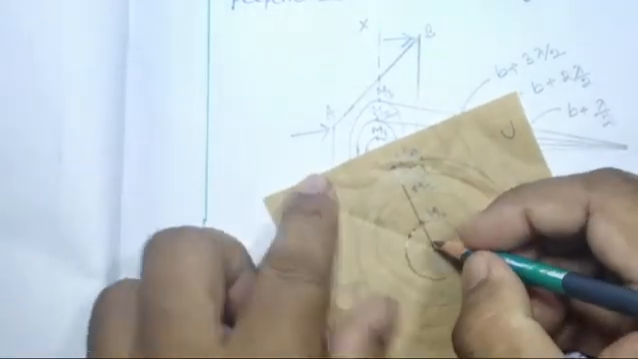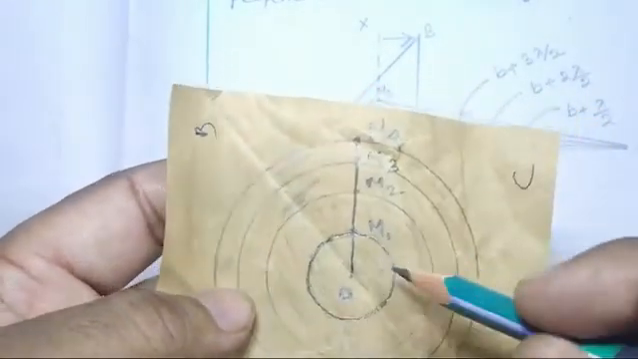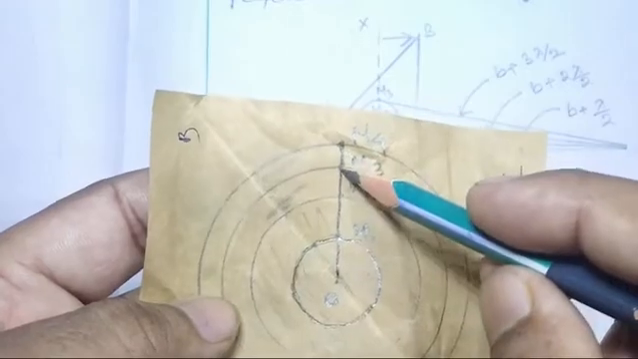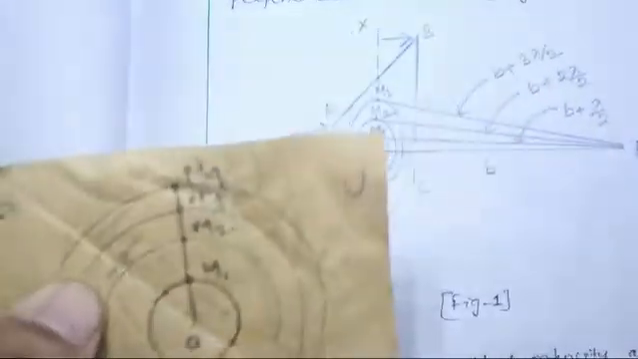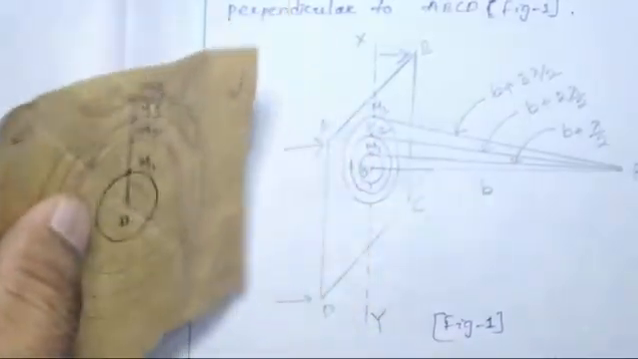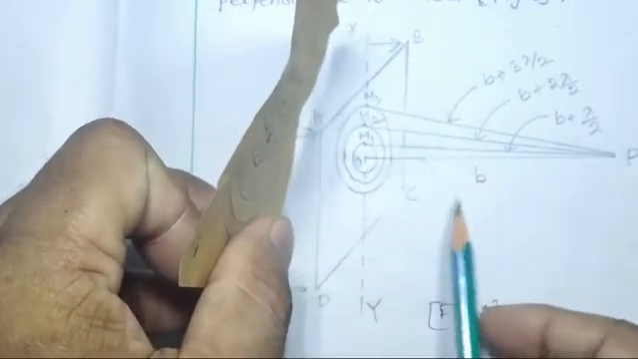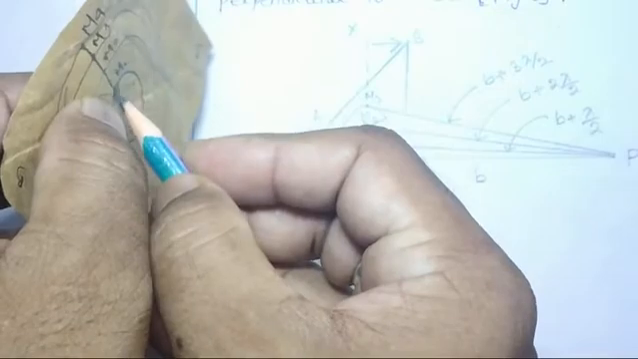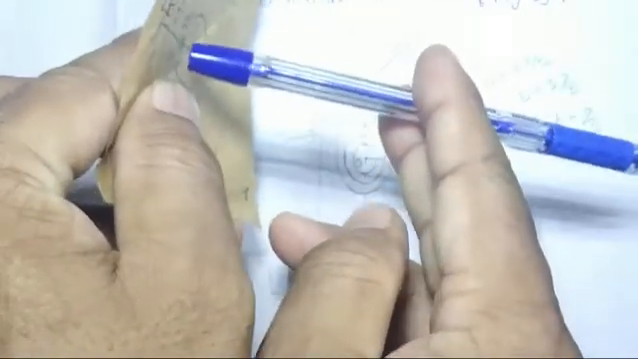And the radius of the first half period zone is O to M1, and the radius of the second half period zone is O to M2, O to M3 is the third half period zone radius, O to M4 is the fourth half period zone radius. Now he has considered one thing: the distance from the wavefront to P is B, but the distance from the top of the first half period zone to the point P is B plus lambda by 2.